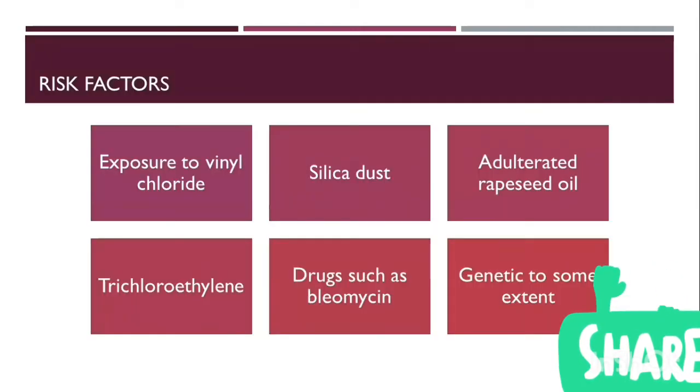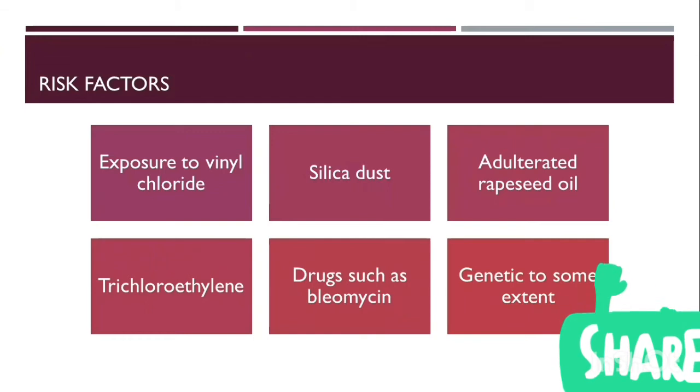Can be due to environmental factors or due to genetic predisposition or defective immune system. Environmental risk factors are vinyl chloride, which is used in construction, which is used in making windows, silica dust, which is used in industries, rapeseed oil, and trichloroethylene, which is used in paints. And some drugs can also cause scleroderma, such as bleomycin.